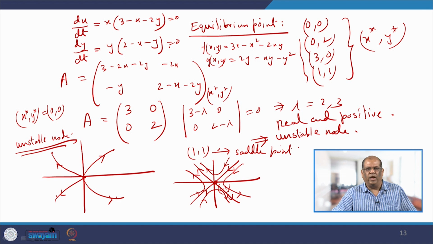So, we end our lecture today, and in our next lecture we will be taking this to the next level, where I will explain why, when the two eigenvalues are positive, you are getting that as a node, why it is not a focus.